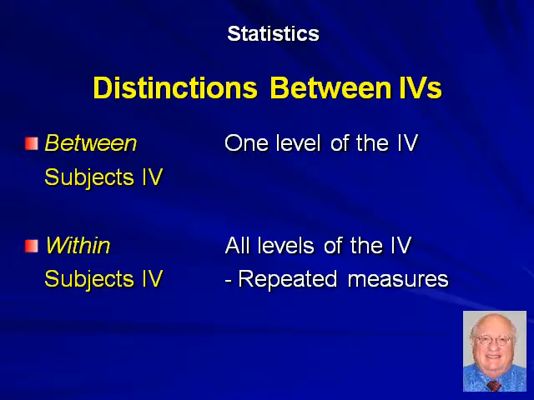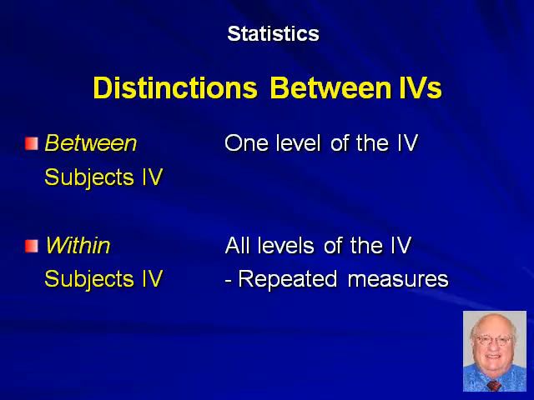In a within subjects variable, a participant appears in all levels of that variable. Sometimes this type of variable is called a repeated measures independent variable, because the participants are measured on the dependent variable at each level of the independent variable, or they're measured repeatedly. The most common example of a within subjects independent variable is when participants in a treatment are measured repeatedly over time.